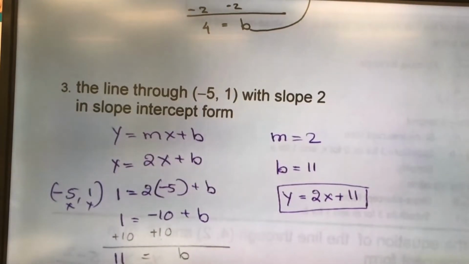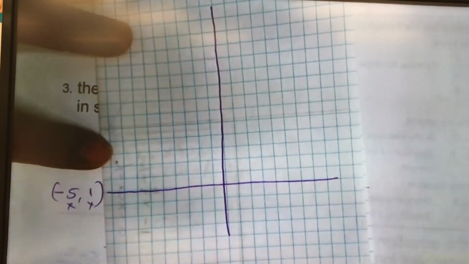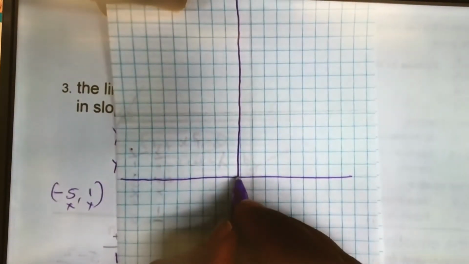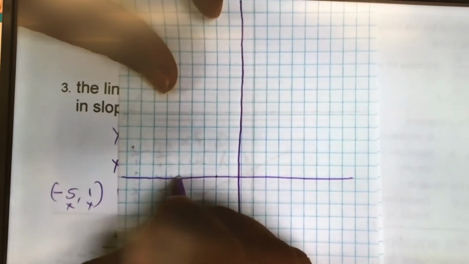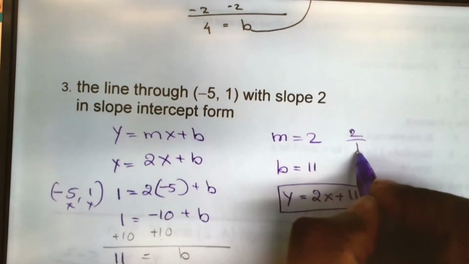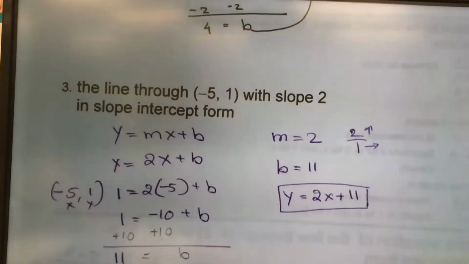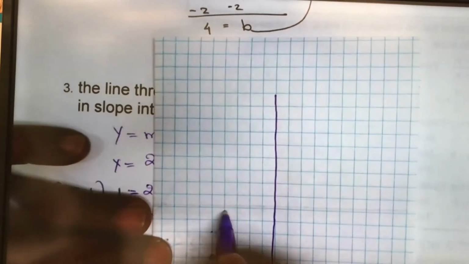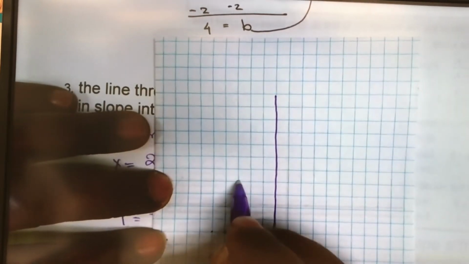Or in the same way, you can take your graph sheet and apply the same thing. Draw the graph with the x and y axis. My point is (-5, 1), so on the graph sheet, I put (-5, 1). My slope is 2, I can write 2 over 1. That means rise is 2, run is 1. So from that point, go 2 up, over 1. Continue until you reach the y-axis, 2 up, over 1.